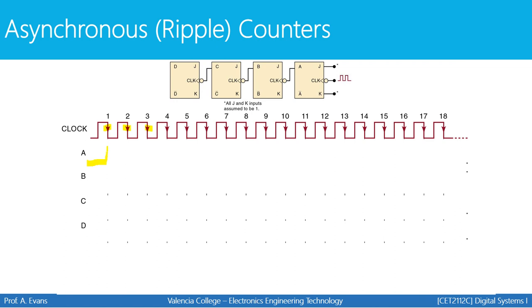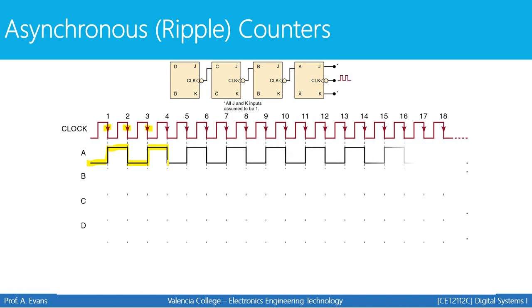So we know that if A originally starts out low, it's going to toggle right here and go high. And then the next clock signal, it'll toggle and go low. The next clock signal, it will toggle and go high. And so forth. So the output of flip-flop A will look something like this. As long as this counter is connected to power, flip-flop A is just going to continue toggling like this forever. Just at each negative transition, the output of flip-flop A will toggle.